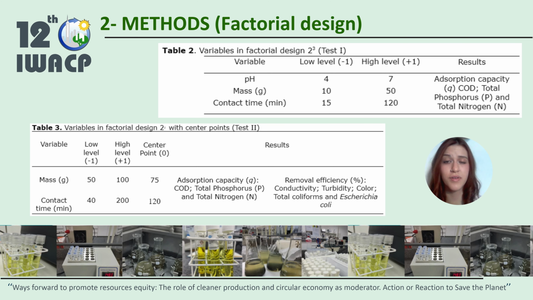We opted for a factorial design to optimize the number of experiments and to be able to analyze the interaction between the chosen variables using a statistical method. For test 1, we used three variables: pH, mass, and contact time. This first part was carried out as a preview to understand how the interactions would be and to be able to work better on the next test. Therefore, test 2 worked with only two variables, mass and contact time, as well as adding central points to improve the reading of the results.